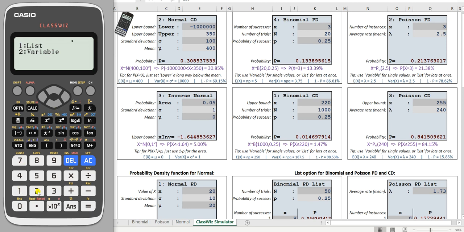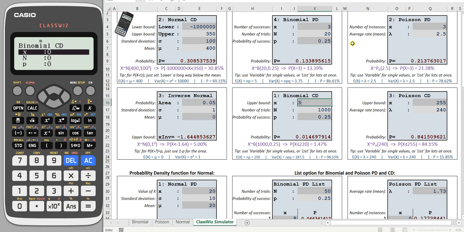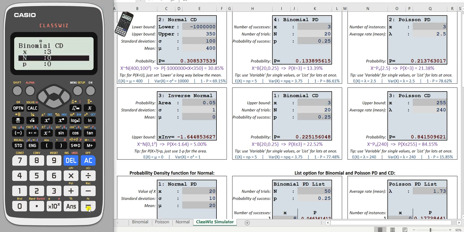So again, we'll go with the variable mode here, and it looks very similar. So the thing to be careful of here is that CD is the only clue on the screen that we're doing something different to Binomial PD. If we entered the same numbers, 3, 20, and 0.25, we get a different answer. Now in this case, the answer is not wildly different, but it is a little bit different, and it's because the calculation that's being done is a cumulative distribution. So we're looking at the cumulative probabilities.